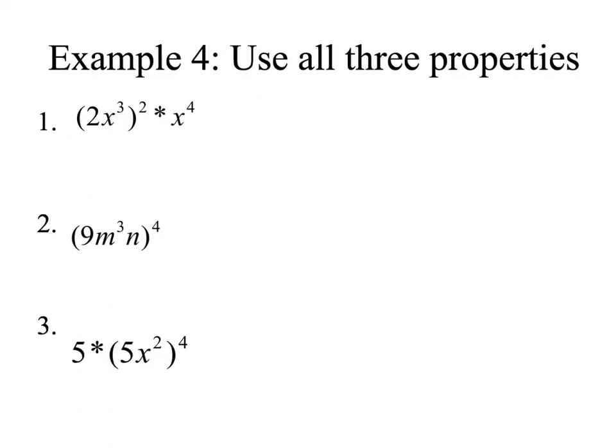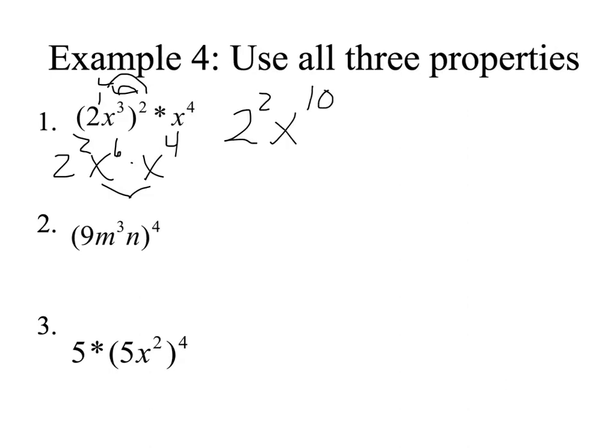So now we're going to take all the properties we learned today and we're going to put them all together. Always start with parentheses. So in the first problem, we have a 1 there with the 2. So the 2 outside the parentheses distributes to each piece inside, giving me 2 squared, x to the 6th, times x to the 4th. Look for like terms or matching bases, and we're going to add their exponents together. So 2 squared x to the 10th is my final answer.